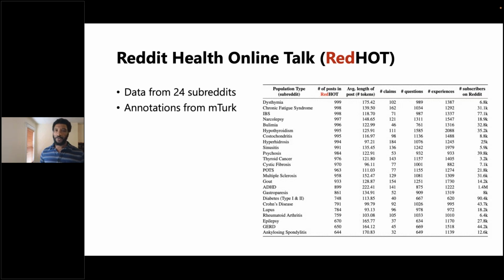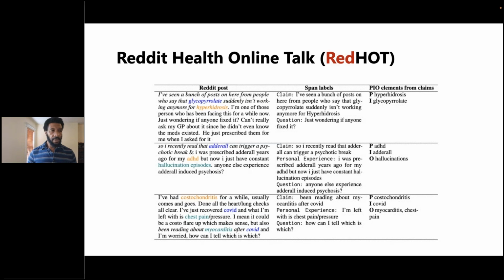So we collected data from 24 subreddits, and we collected annotations from Amazon Mechanical Turk. Here are some examples of annotated posts. So we can see here the first example. "I've seen a bunch of posts on here from people who say that glycopyrrolate suddenly isn't working anymore for hyperhidrosis." So this is a claim, and there's also a question at the end. "Just wondering if anyone fixed it." So this is kind of the format of the data.